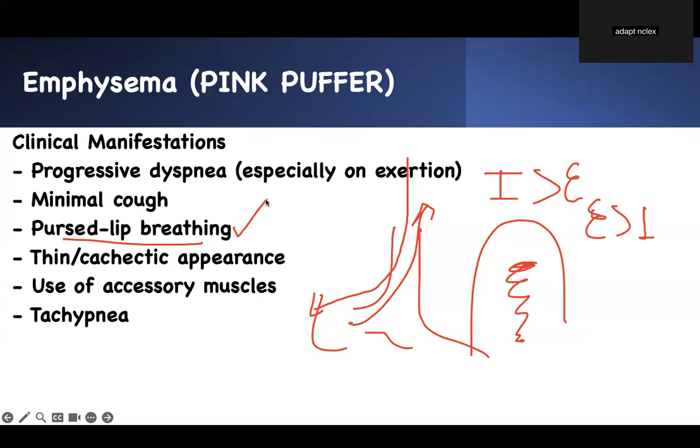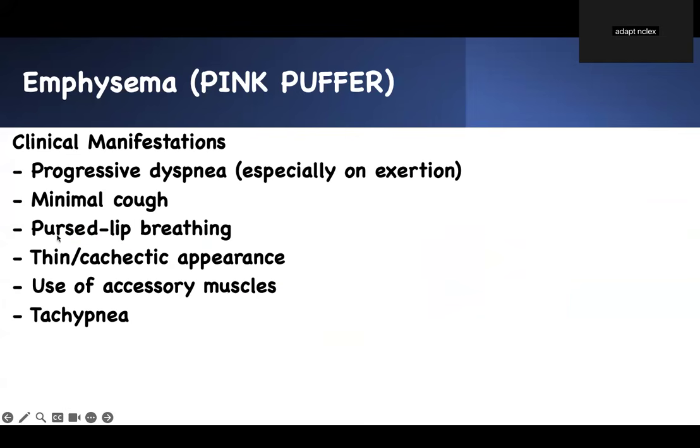And this is what you teach them. They're usually very thin. They are not that big like bronchitis. And they use the accessory muscle in order to push air out. They usually will be tachypneic. So these are little signs and symptoms I want you to know specifically.